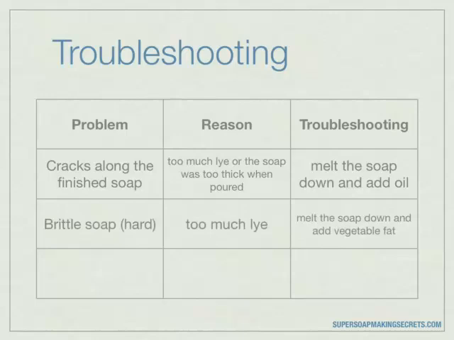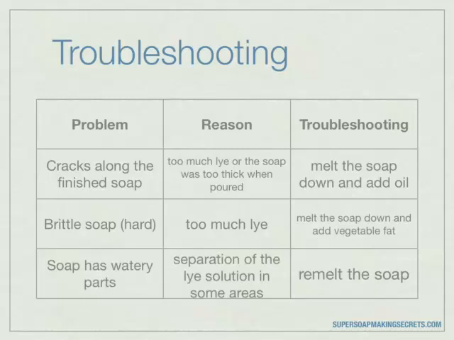If the soap is brittle, there was probably too much lye in the recipe again. Melt the soap down and add vegetable fat to the soap. If the soap has watery parts, there was probably a separation of the lye solution in some areas. If the watery parts are large, remelt the soap.